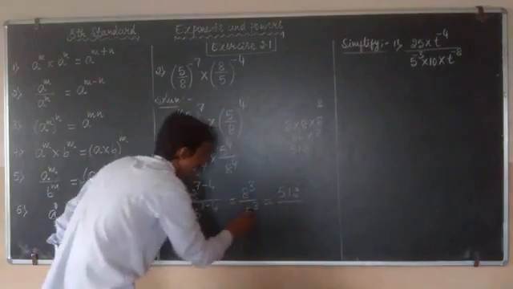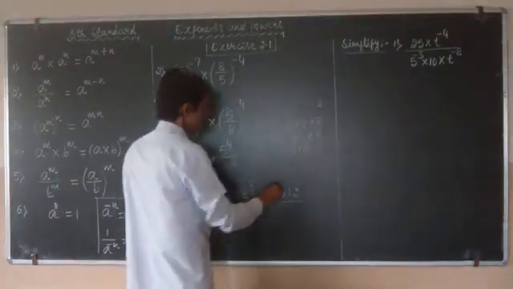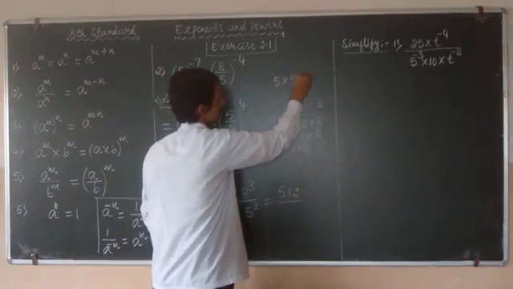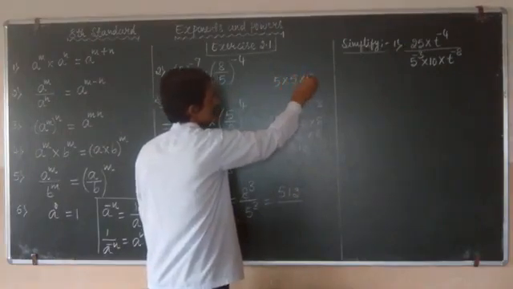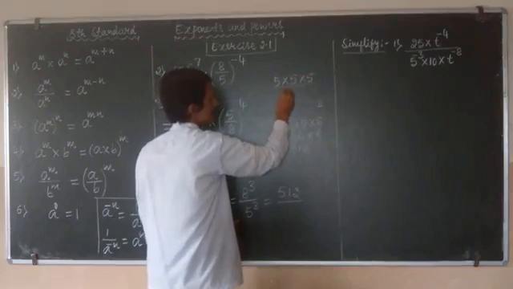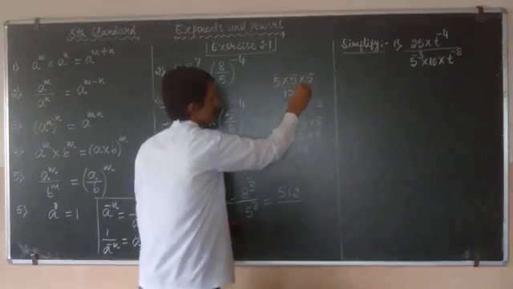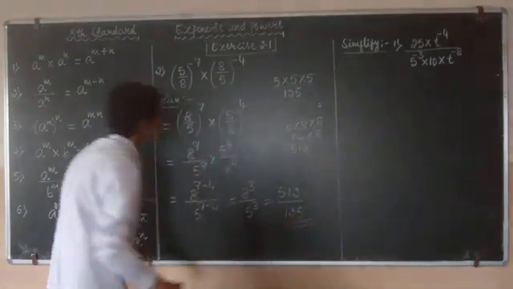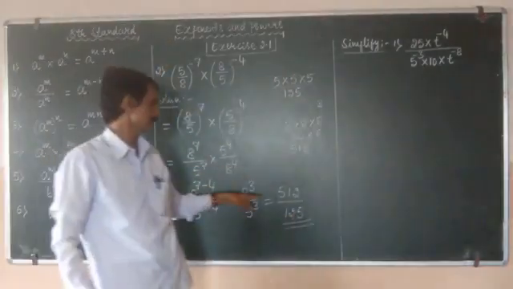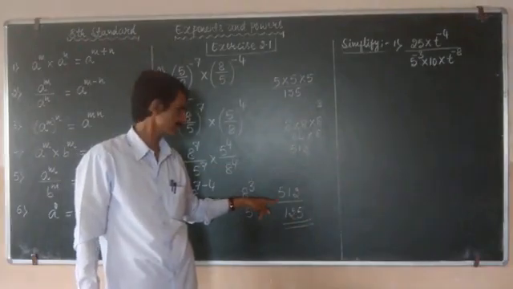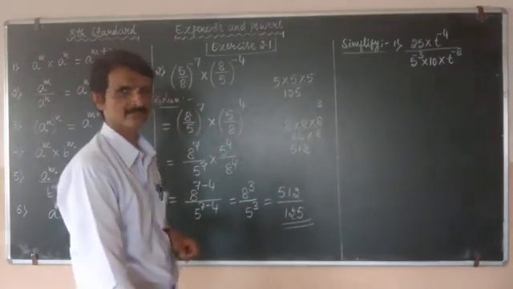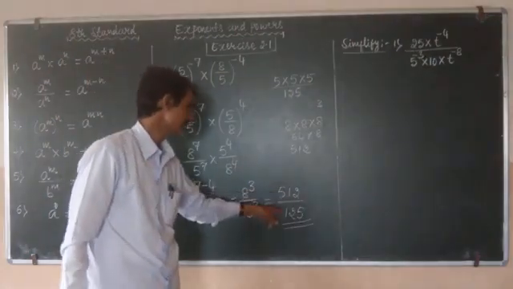512 by 5 cube. This can be written as 5 into 5 into 5. 5 5s are 25, 25 5s are 125. So the evaluated form is 512 by 125, so its value is 512 by 125.